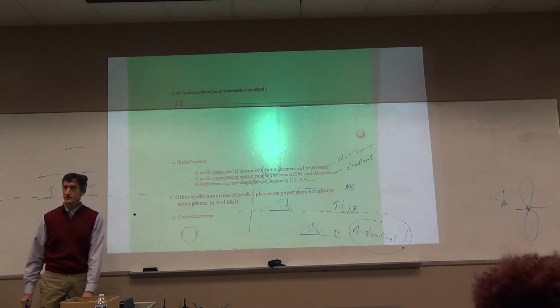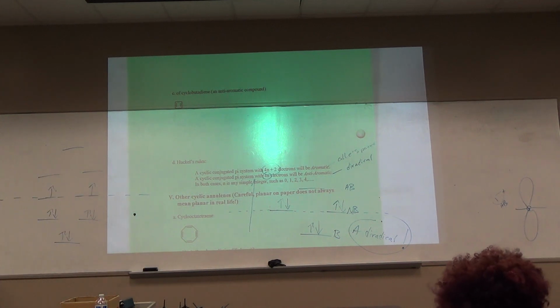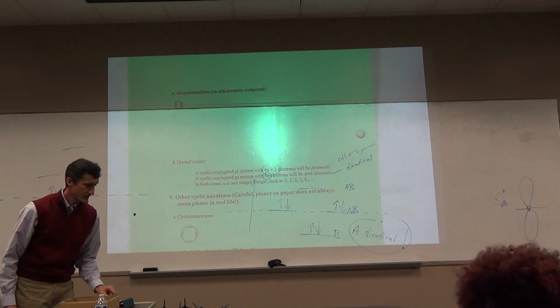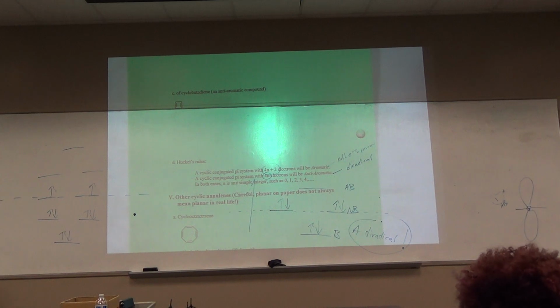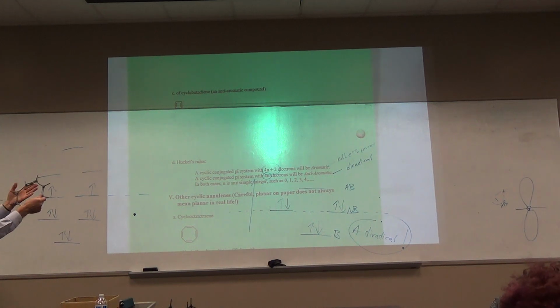It's not a cyclic conjugated system. But for the record, everybody raised their hand and said it was. It's not. Why is it not? I'm guessing it's not planar. It's not planar. Here it is. If it was planar, it would be a cyclic conjugated system.